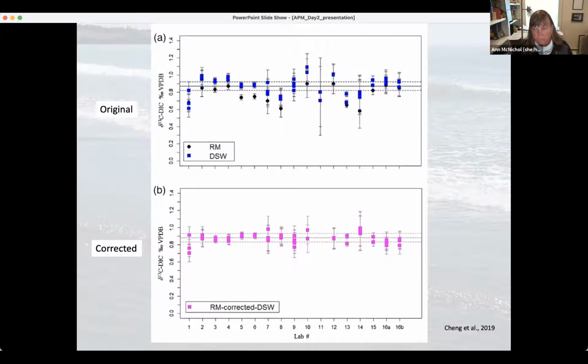Apparently, the notification for this workshop went out on one listserv that nobody at NOSAMS happened to be a part of. So I just want to point that out: when you're doing comparisons of this sort, it's useful to use more than one venue to advertise experiments like this. But it's a great experiment. And as Kalina showed you, we were able to measure the reference material within the bounds of what everyone else measured. So the top graph is originally just what everyone reported for the reference material and for the deep sea water. And there's a fair amount of variability.